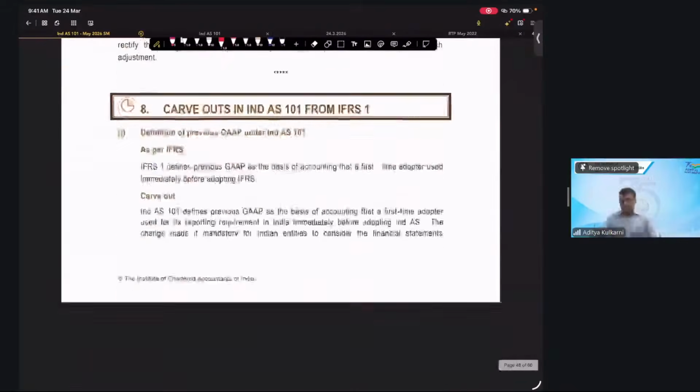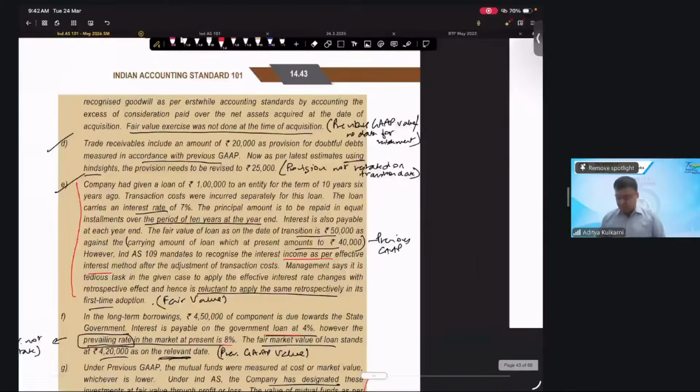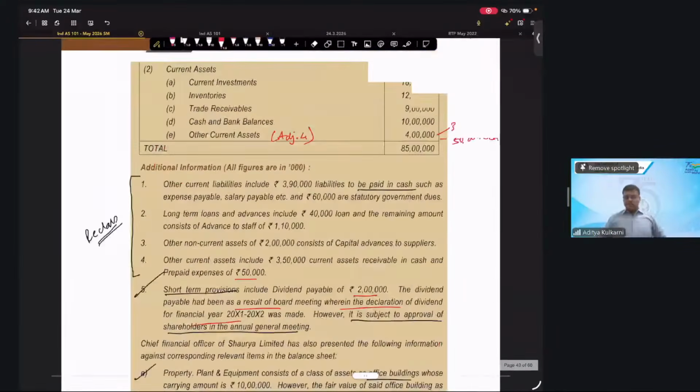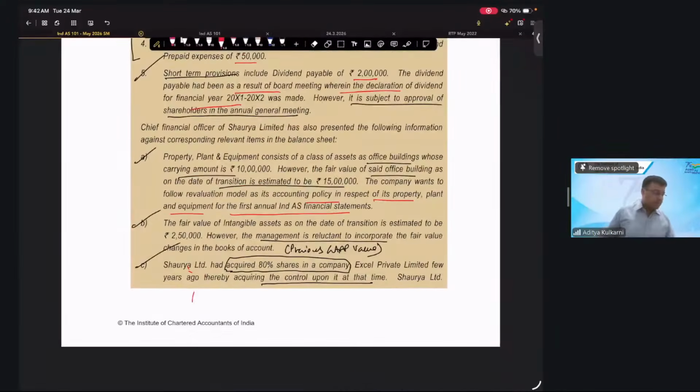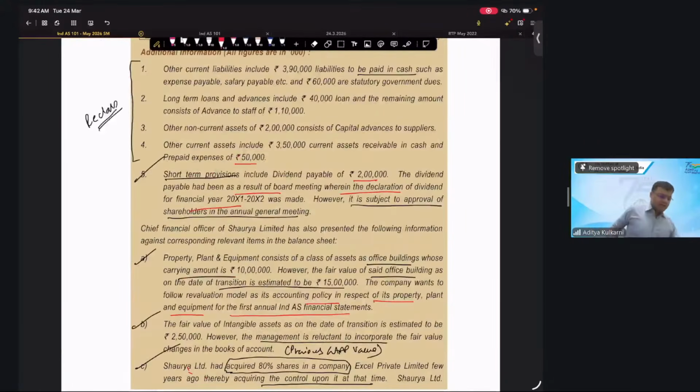All right. So now, how do we start off? We move on with the adjustments one by one. Yes, sir. Largely, you should be okay with the format of the financial statements. That should not be much of an issue.